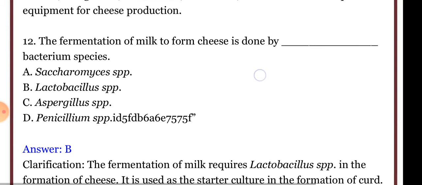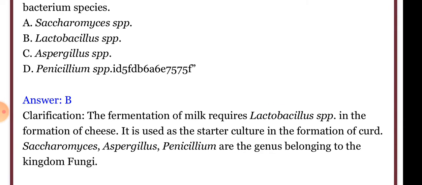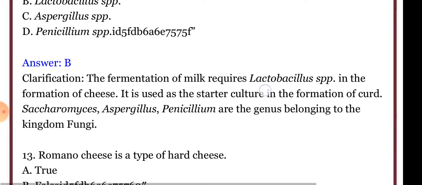The fermentation of milk to form cheese is done by lactobacillus. Lactic acid is the acid of the milk, and lactobacillus is the bacteria for fermentation of the milk. And Saccharomyces, Aspergillus, and Penicillium are not bacteria, they are fungi. The fermentation of milk requires lactobacillus species. It is used as the starter culture in the formation of curd. Saccharomyces, Aspergillus, Penicillium are genera belonging to kingdom fungi. They are not bacteria.